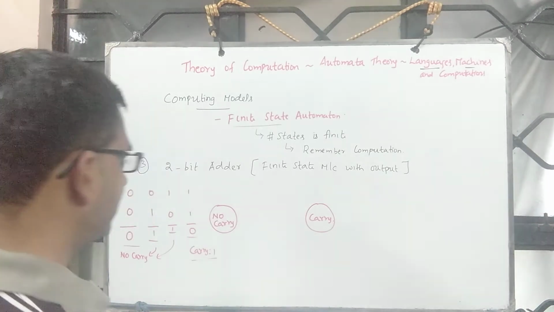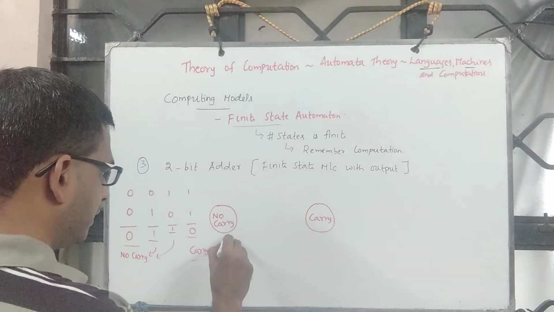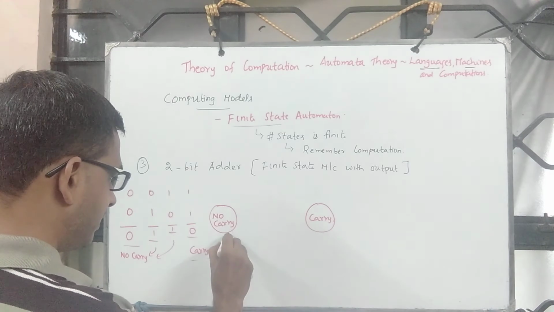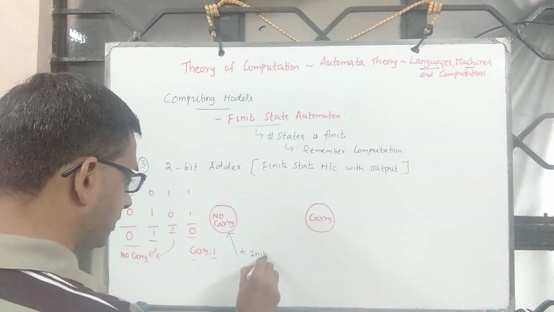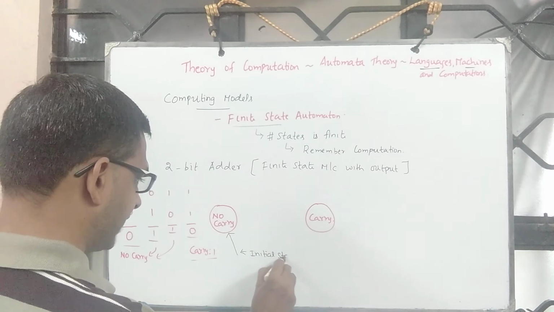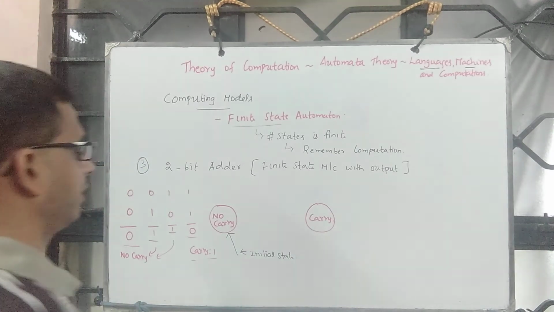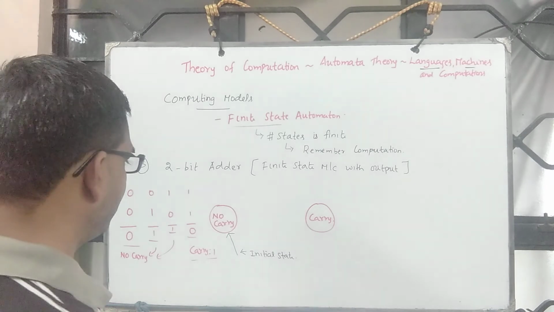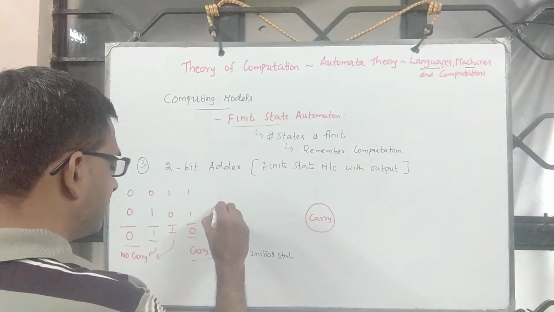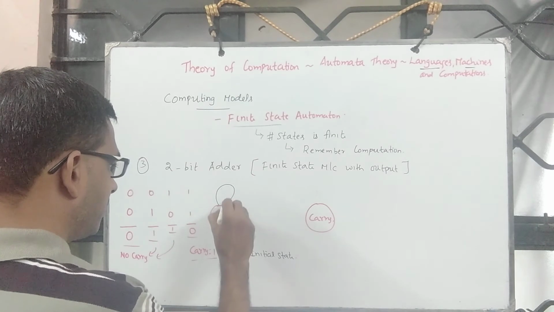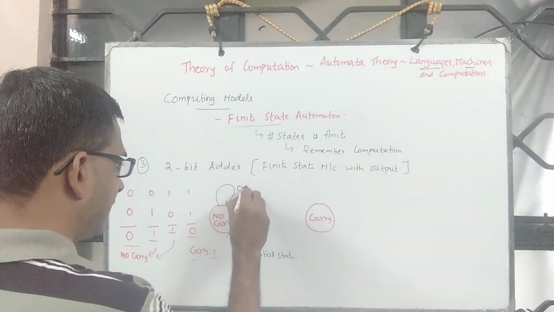So, how are we going to describe this? Initially, we will be at this one. This arrow says it is an initial state. Now, when you are here, it receives the input 0 and 0.